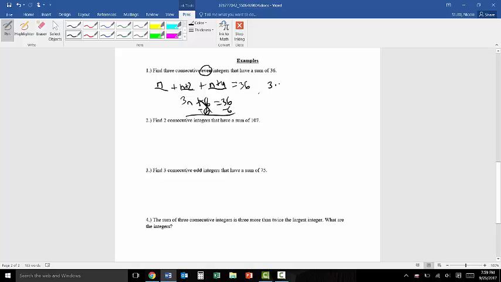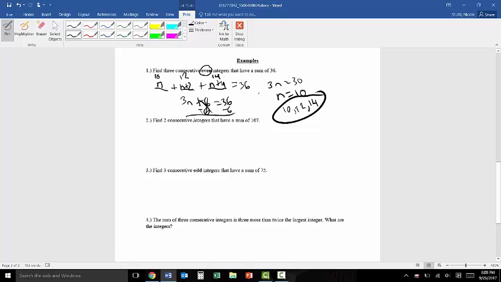So you're going to get 3n equals 30, so n has to be 10. So your first number is 10. Your next number is going to be the next even number, so that's 12, and then the next one after that is 14. So your 3 numbers are 10, 12, and 14.